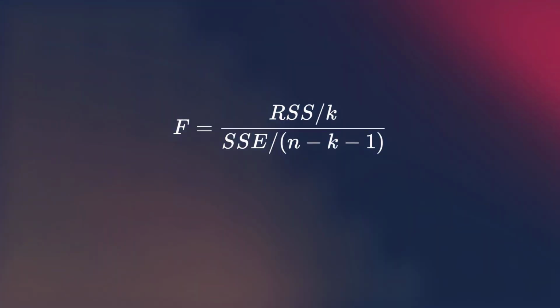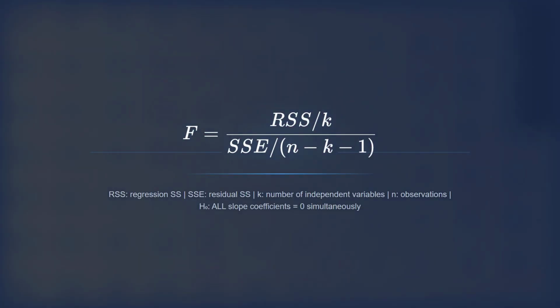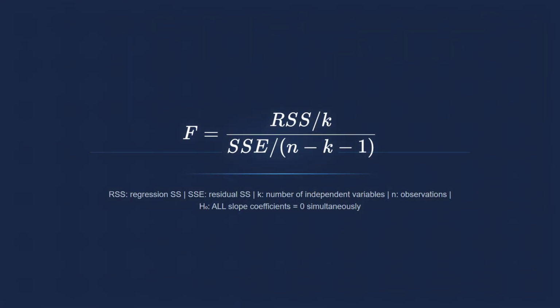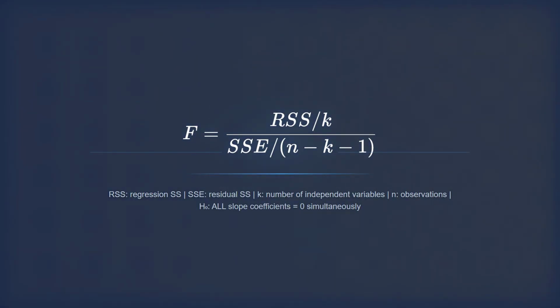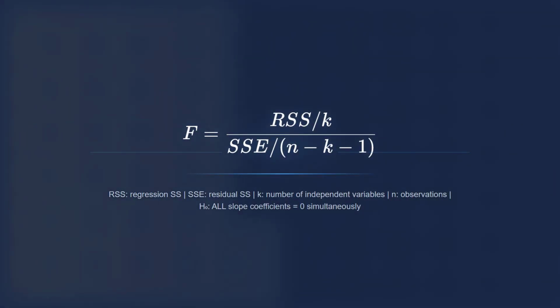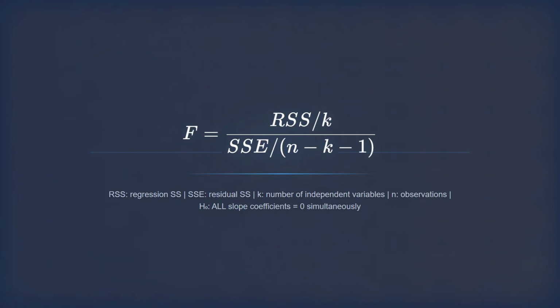The F statistic tests overall regression significance. F equals RSS over K, that is the mean regression sum of squares, divided by SSE over n minus K minus 1, the mean squared error. The degrees of freedom in the numerator equal K, the number of independent variables. The denominator degrees of freedom equal n minus K minus 1.